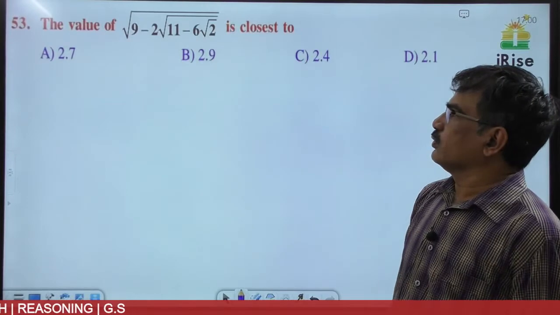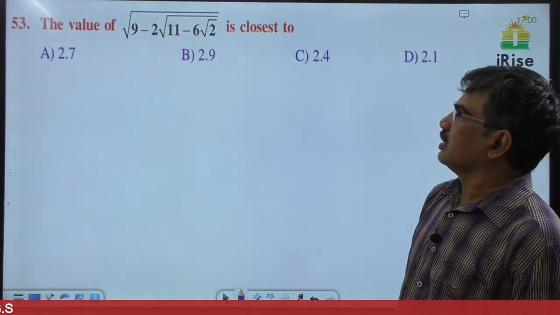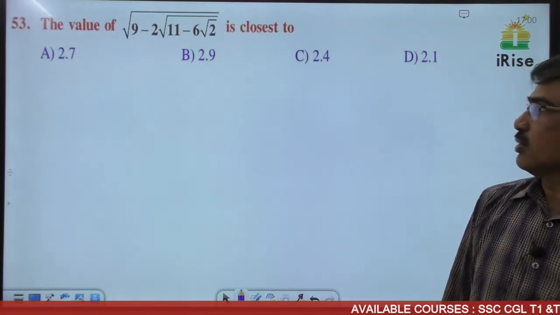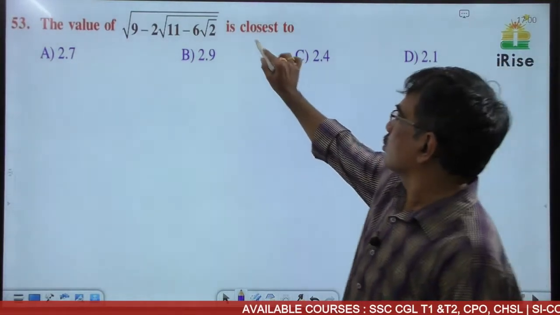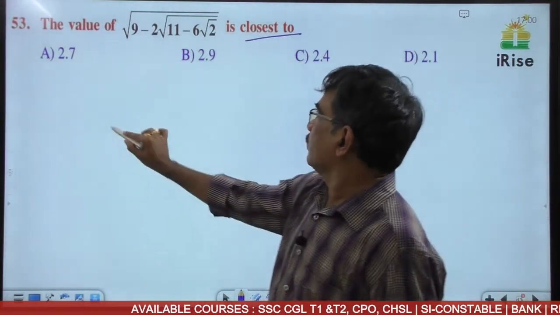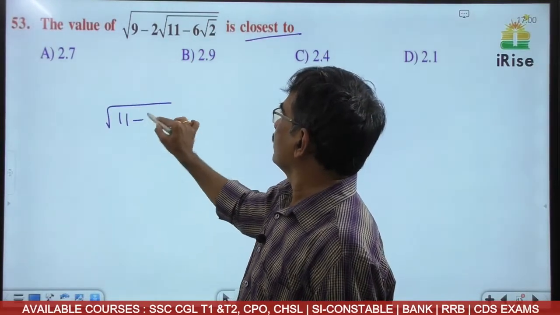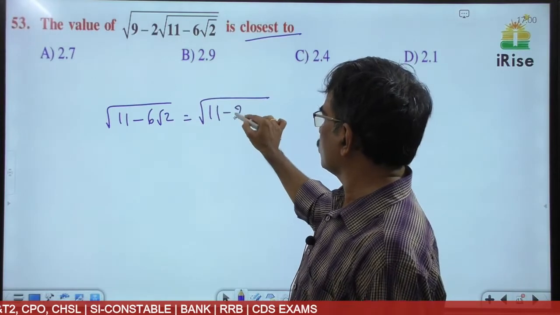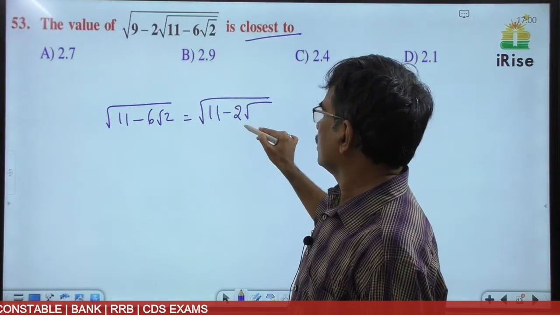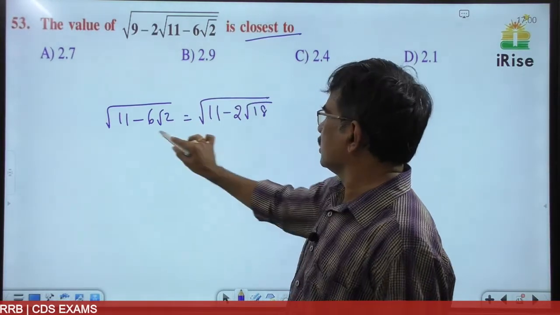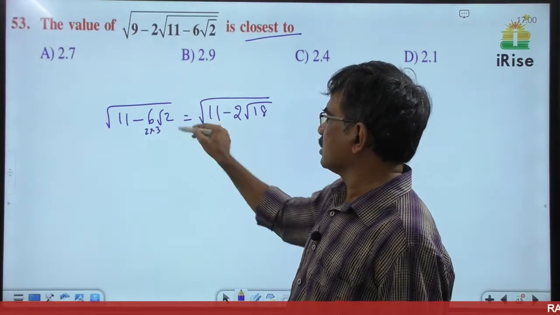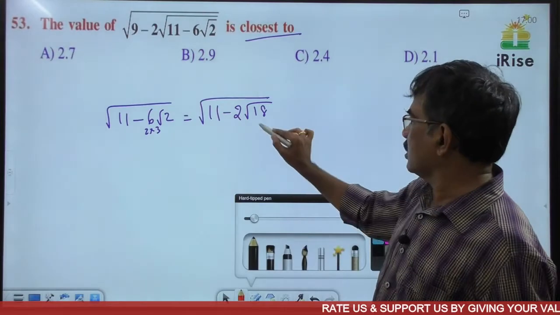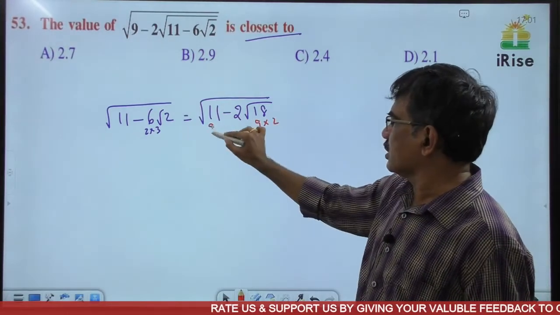What is the value of root of (9 minus 2 root (11 minus 6 root 2))? So you have to find 2 times the square root of this one. It is nearer to what? First I want to find what is root of (11 minus 6 root 2). This is nothing but root of (11 minus 2 root 18). This can be written as 2 into 3. If 3 is transferred into the root, it becomes 9 into 2, 18. Then this is nothing but 9 into 2, and this is 9 plus 2.